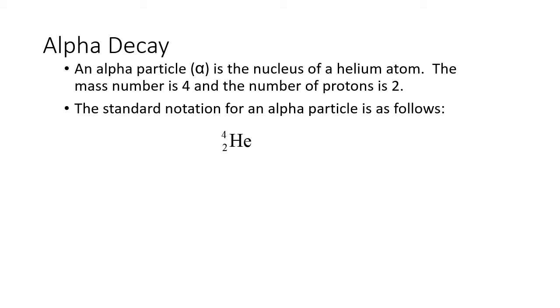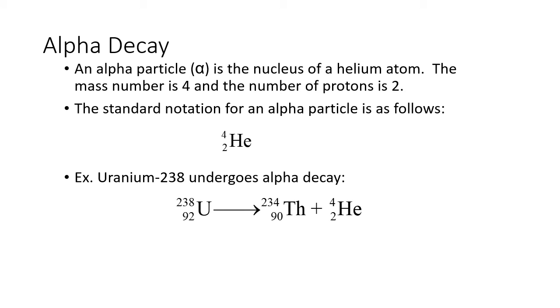Here's our notation for it. You can see it has an atomic mass of 4 and an atomic number of 2. And here's an example of uranium-238 undergoing alpha decay. We start with our atomic notation for uranium with the atomic mass on top and the atomic number on bottom. And then we can write our alpha particle on the right, helium with an atomic mass of 4 and an atomic number of 2, and then we simply subtract.